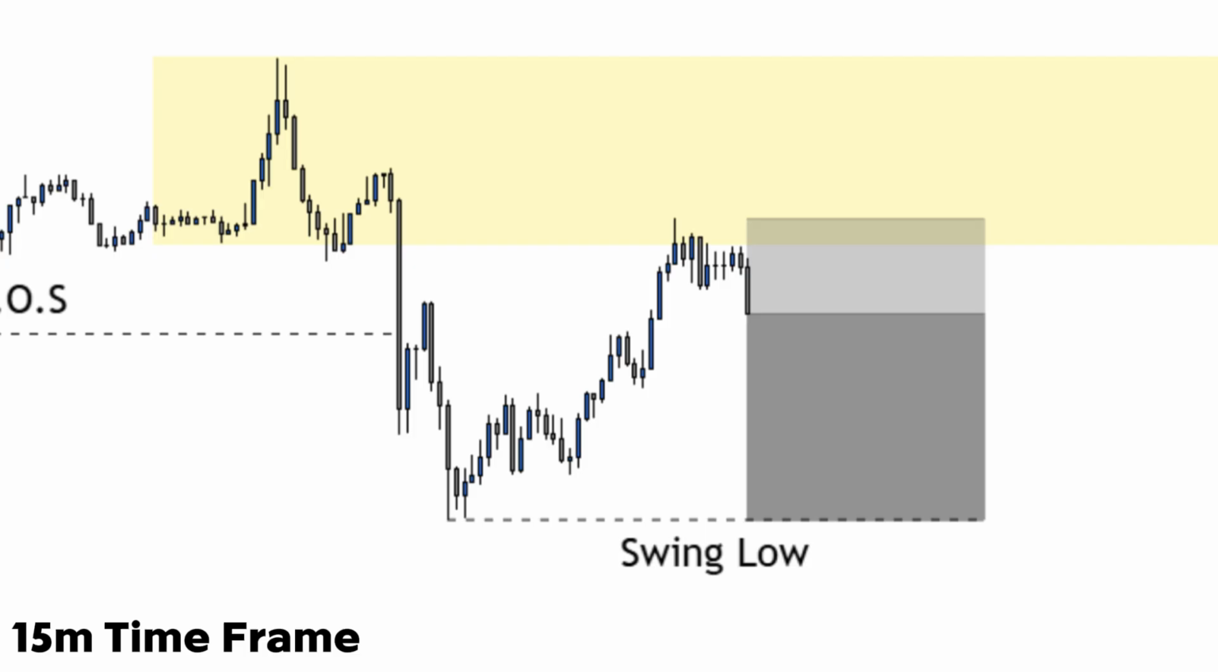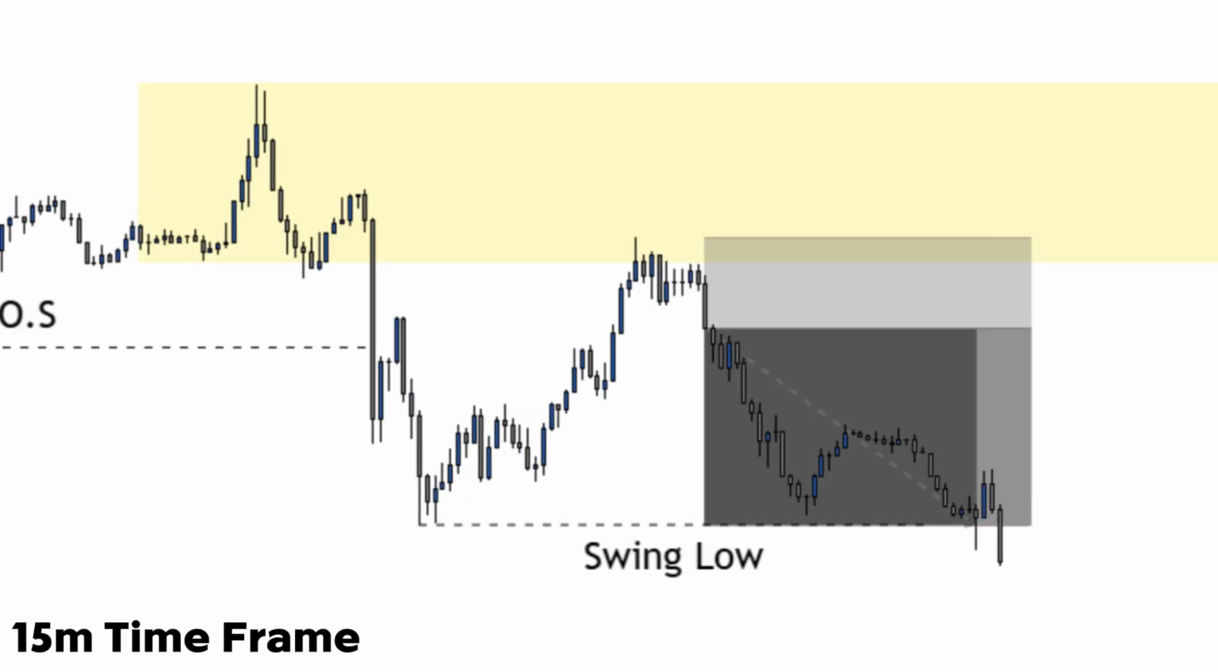For our target, we aim for the most recent swing low on the 4 hour time frame, since that's the nearest higher time frame objective and a logical place for price to react. This process keeps our entries precise, our risk controlled, and our trades aligned with the higher time frame structure.